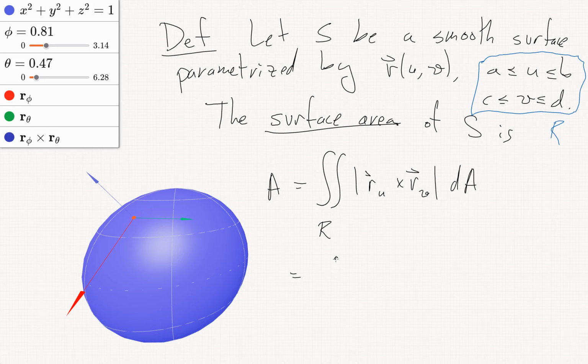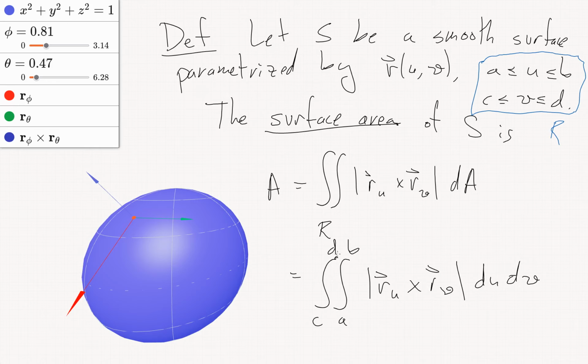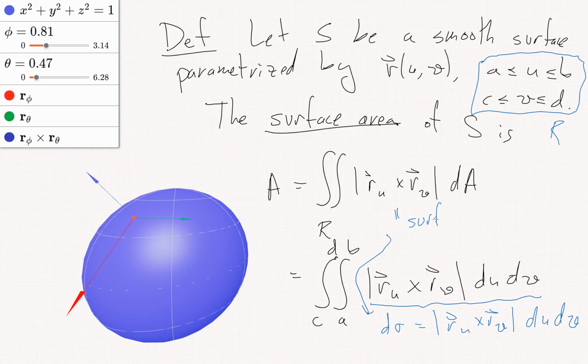And so then that's the integral of the magnitude of R sub u cross R sub v du dv, where u goes from a to b and v goes from c to d. And sometimes we would call this d sigma, so d sigma equals the magnitude of R sub u cross R sub v du dv. This is called the surface area differential.